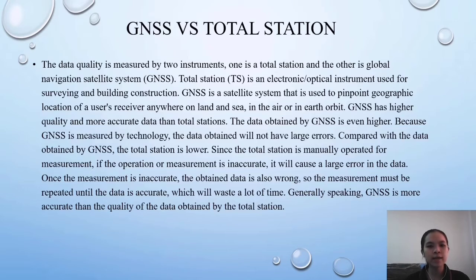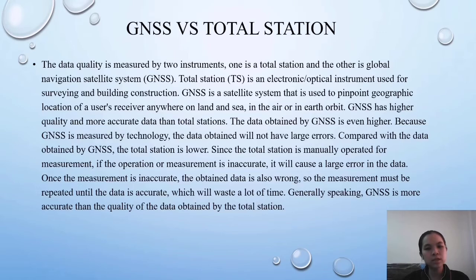GNSS has higher quality and more accurate data than total station. The data obtained by GNSS is high because GNSS is measured by technology. The data obtained will not have large error. Compared with the data obtained by GNSS, the quality of the total station's data is lower.